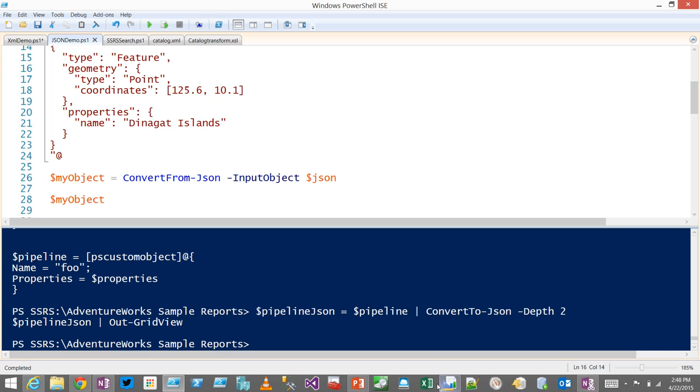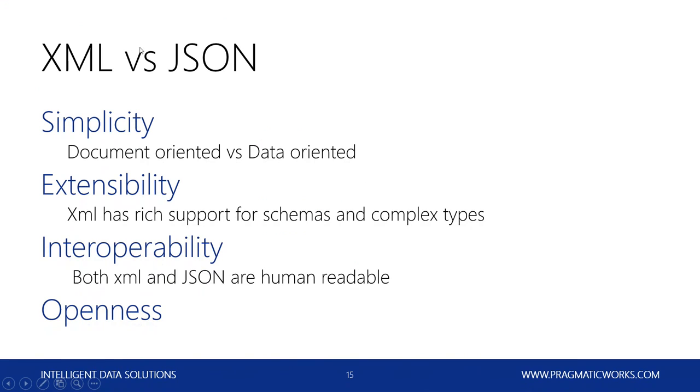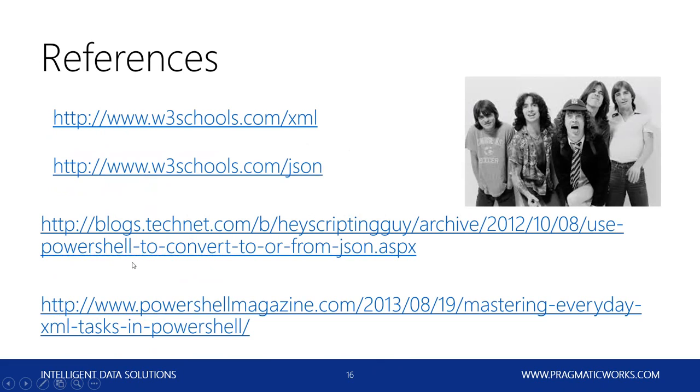Whatever. Let's finish it out strong, and then I'll go away. All right. So XML versus JSON. To your point: simplicity, extensibility, interoperability, openness. References: here's where you can learn more. There's a really good blog on Scripting Guy about using PowerShell and JSON, and another good one on PowerShell Magazine by Tobias on Everyday XML Paths.